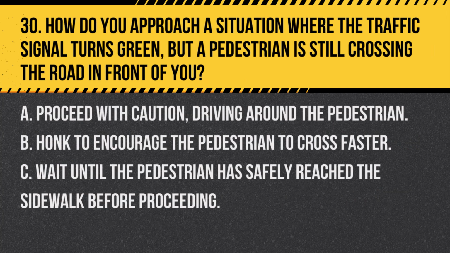Question 30. How do you approach a situation where the traffic signal turns green, but a pedestrian is still crossing the road in front of you? A. Proceed with caution, driving around the pedestrian. B. Honk to encourage the pedestrian to cross faster. C. Wait until the pedestrian has safely reached the sidewalk before proceeding. Answer. C. Wait until the pedestrian has safely reached the sidewalk before proceeding. Pedestrian safety is paramount, even if it means waiting at a green light.